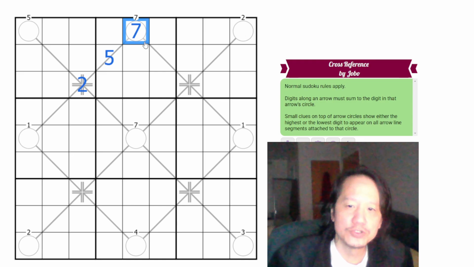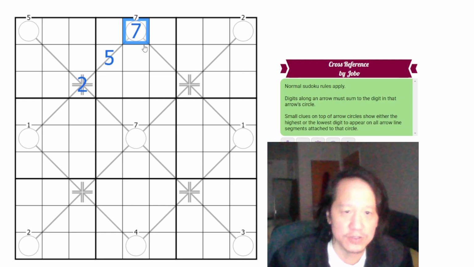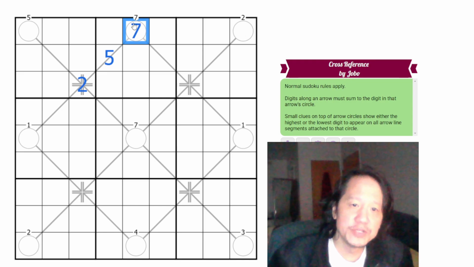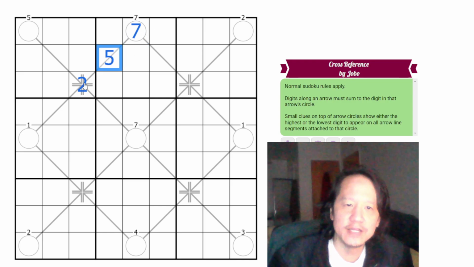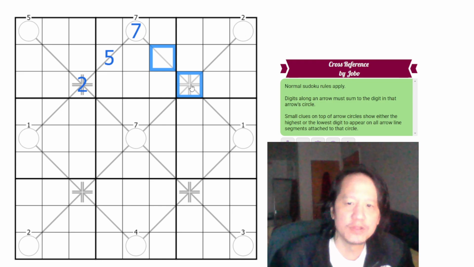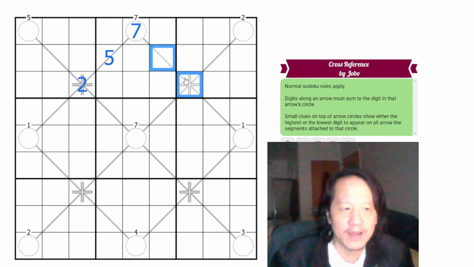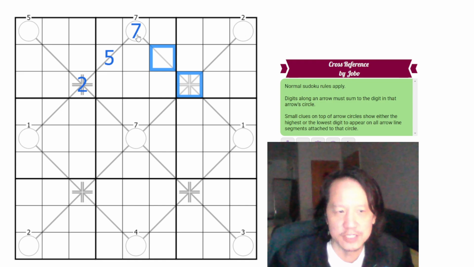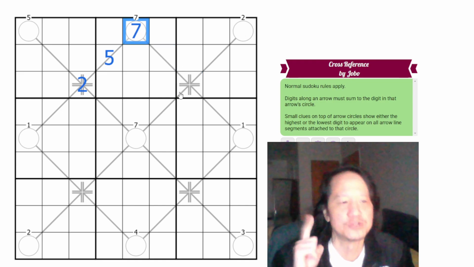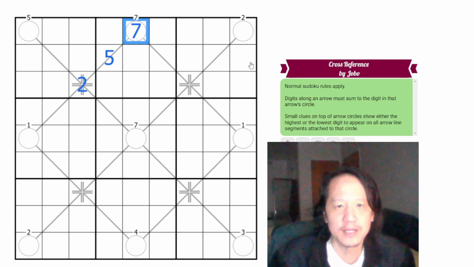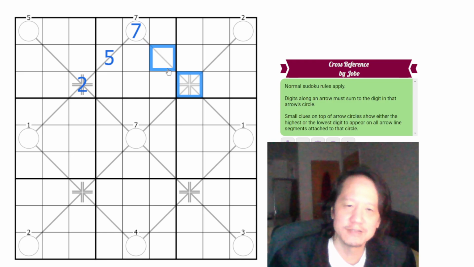of arrow circles show either the highest or the lowest digit to appear on all arrow line segments attached to that circle. So this 7 is saying there is a 7 on one of these arrows, and it must be either the lowest digit along those arrows or the highest digit. Obviously, if there was a 7 along one of these arrow segments, it could not have a 7 here, because that would be 7 plus another digit equaling 7, which is not possible. Another normal Sudoku digit, I should say. You could occasionally have a 0, but 0 is not a normal Sudoku digit.